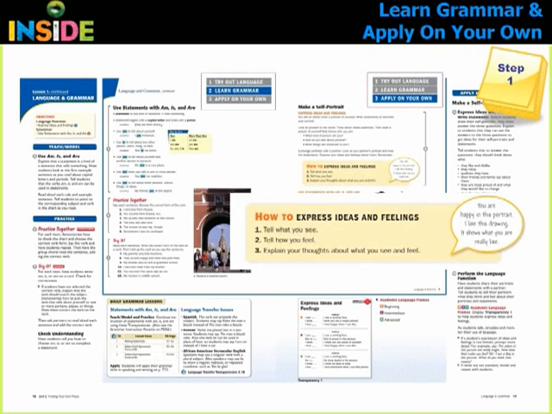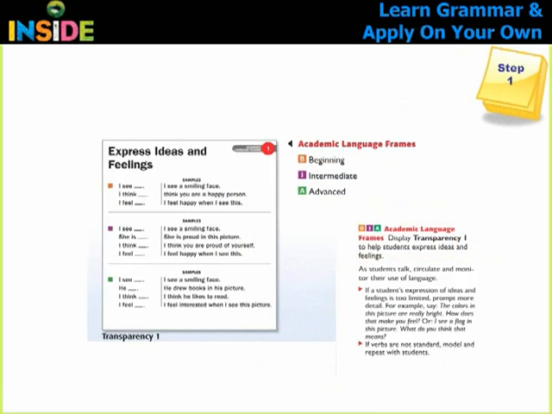The How-To box on the student page provides a think aloud for the students that gives them step-by-step directions for using the appropriate language function. In this case, how to express ideas and feelings. Also, notice the academic language frames in the bottom of the teacher wrap. These transparencies are provided to help you differentiate your instruction for students at different levels as their language grows. And again, immediate corrective feedback is available.